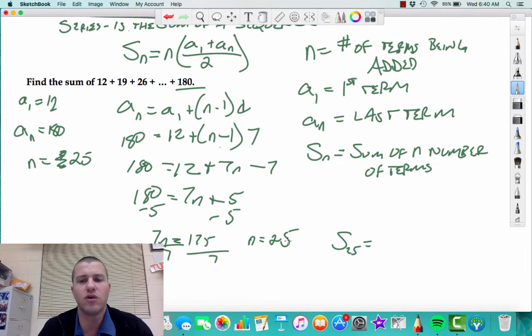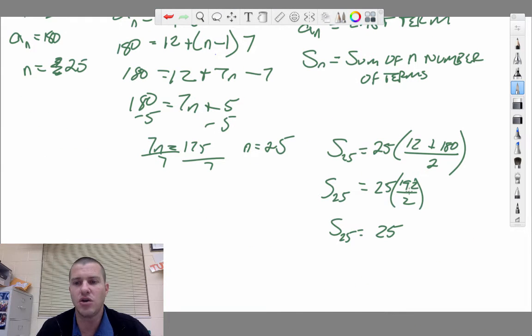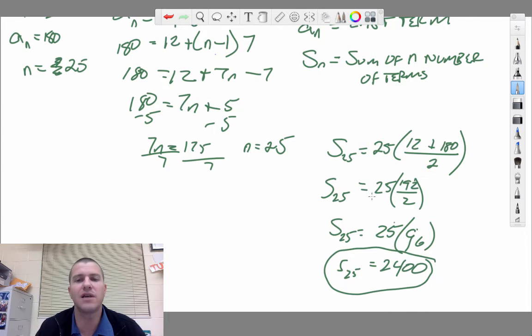So n is equal to 25, and to find the sum of the 25 terms, I have n, which is 25, times 12 plus 180, divided by 2. Let me simplify. 192 divided by 2 becomes 96, and 96 times 25 becomes 2,400. So that is the sum of all the terms in that sequence.